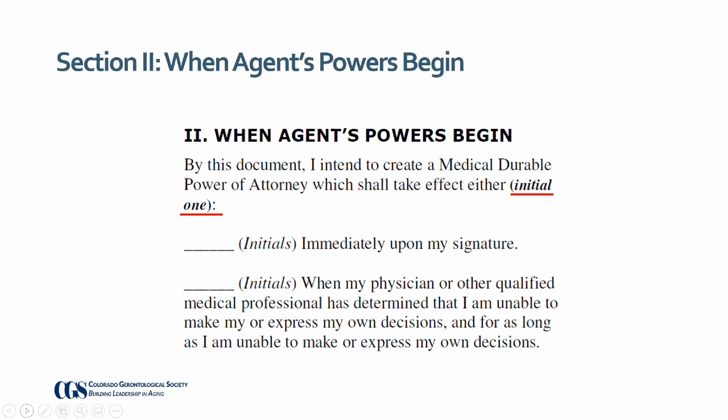Just because it says immediately upon my signature, it doesn't mean that that person is going to speak for you starting as soon as you sign your name and date the document. It means that there's no lag time between that medical crisis and when your agent is contacted and their ability to be able to speak for you and advocate for you. So once again, you need to make that decision which one is the best option for you in initial one.